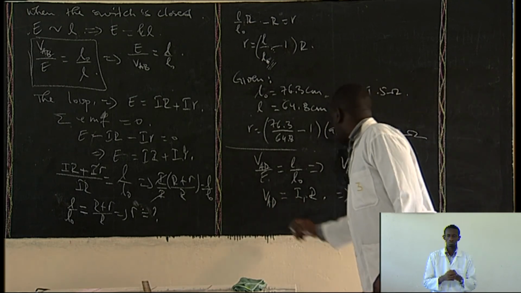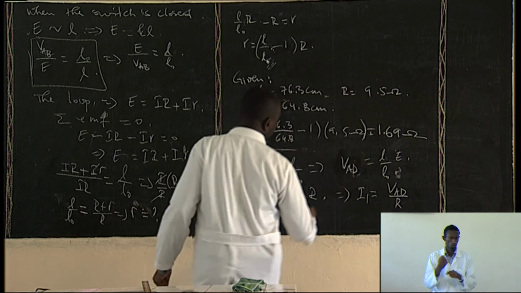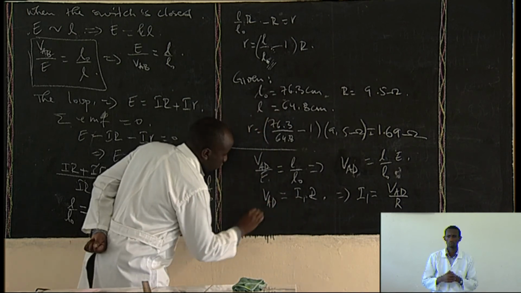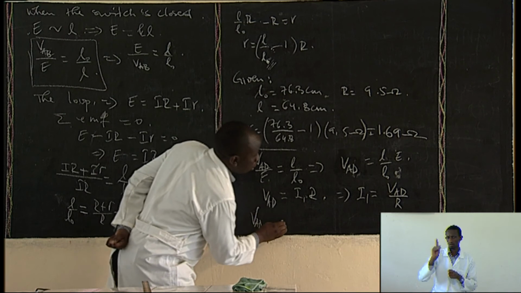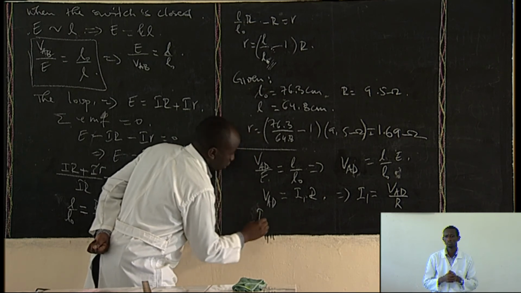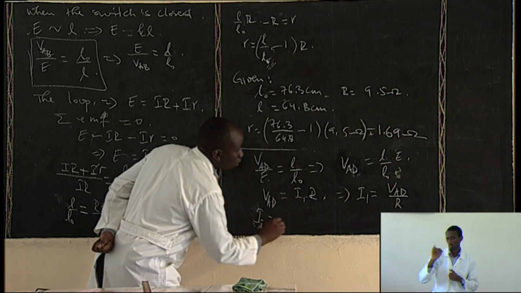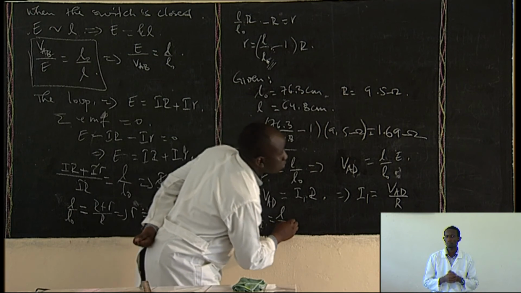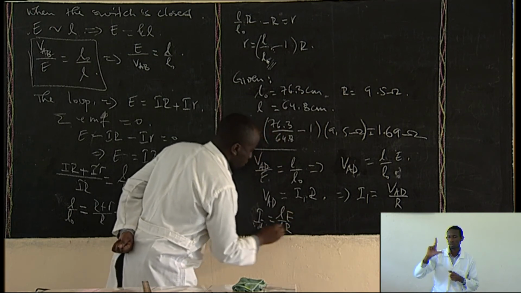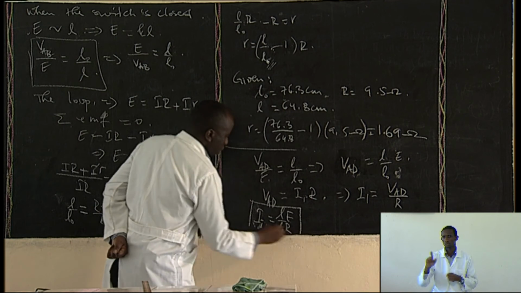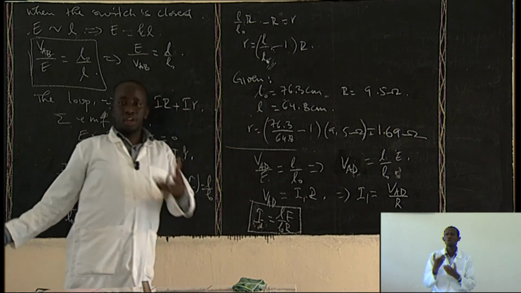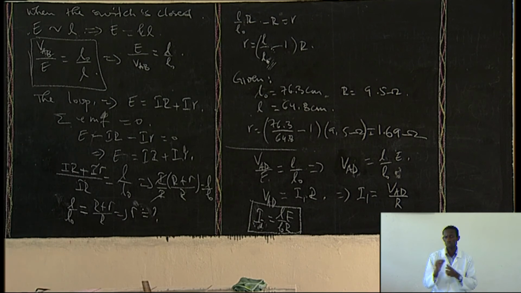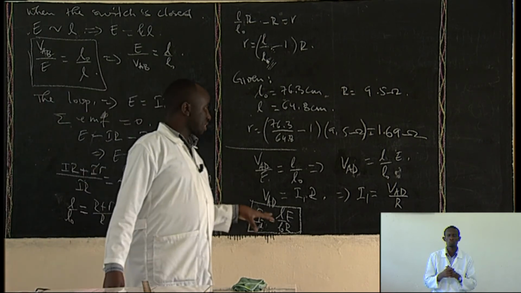Then let's make a substitution of this expression here. So we find VAD, with the current as the subject. Current I1 equals VAD, corresponding to all of this one: L over L0 times E, then over the resistance. So students, what we have is the expression of how to determine the current. The current by a potentiometer is now determined by only this expression, right?